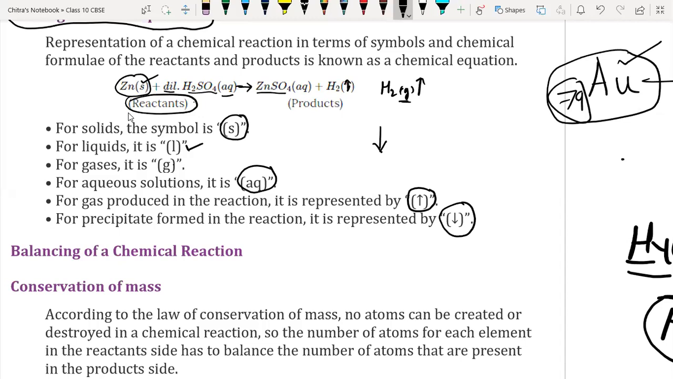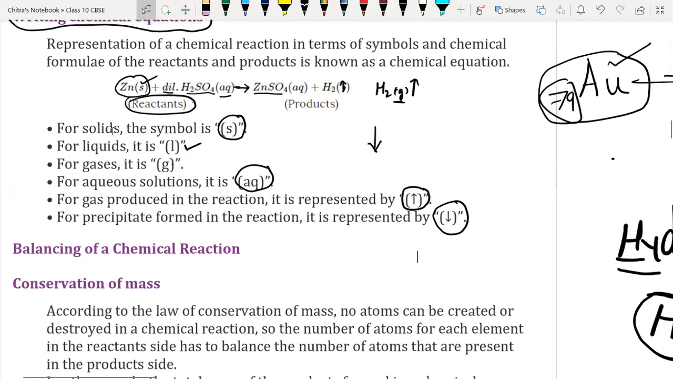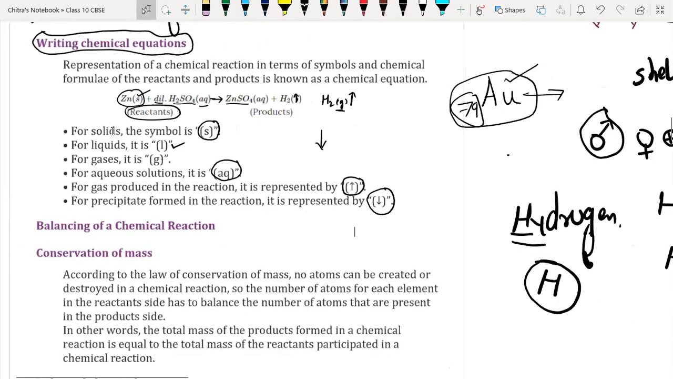Understood everybody, or any doubt you have? No doubt, sir. Understood, sir, no doubt.